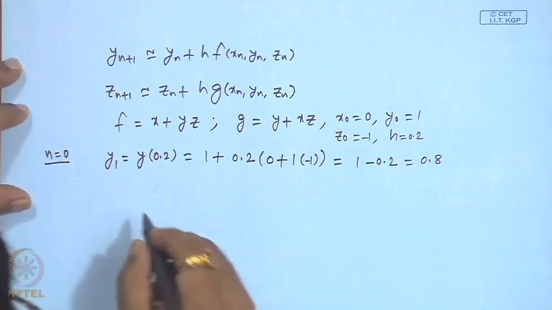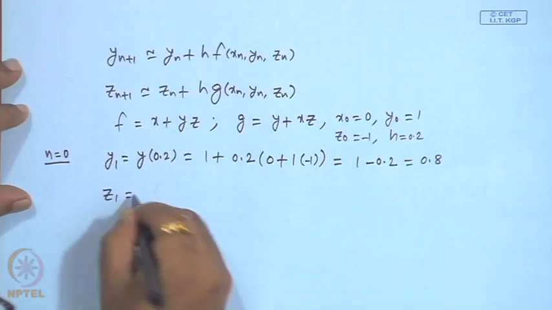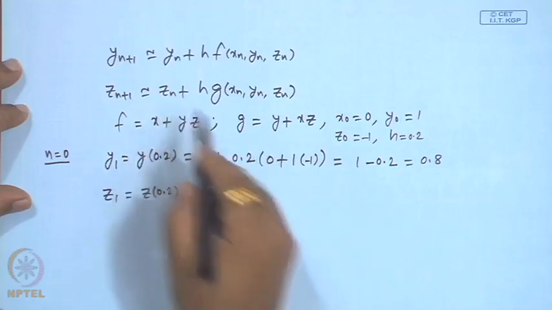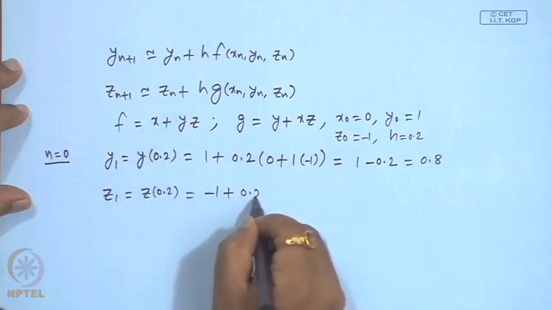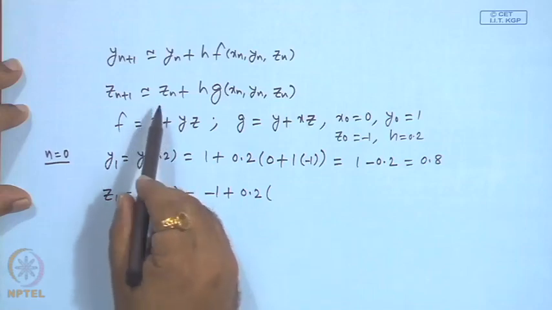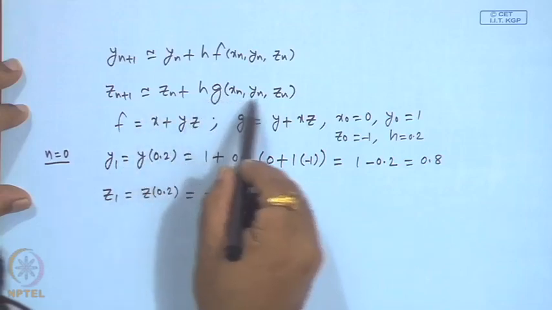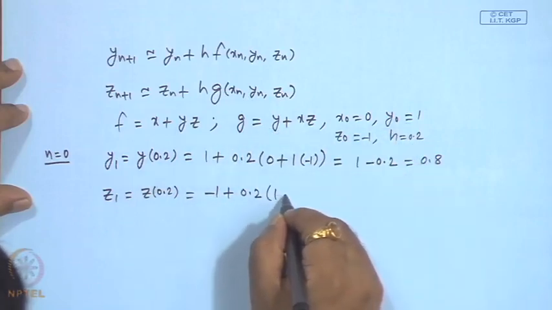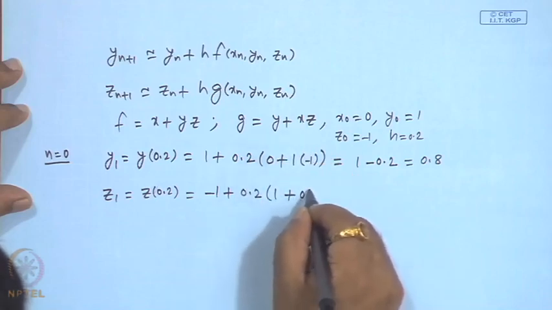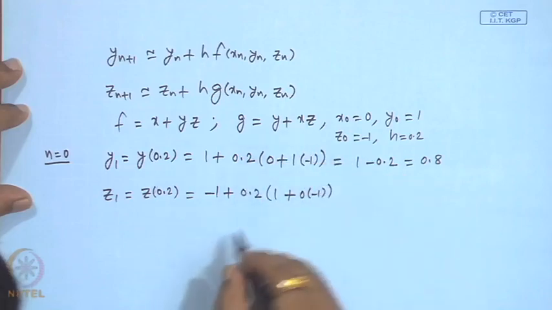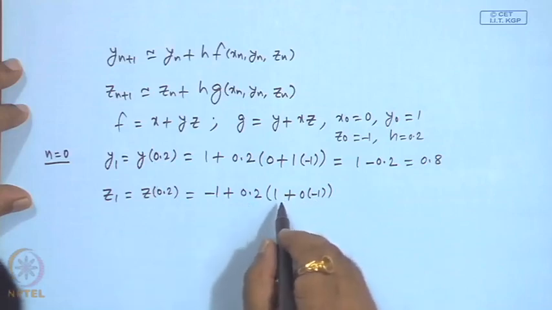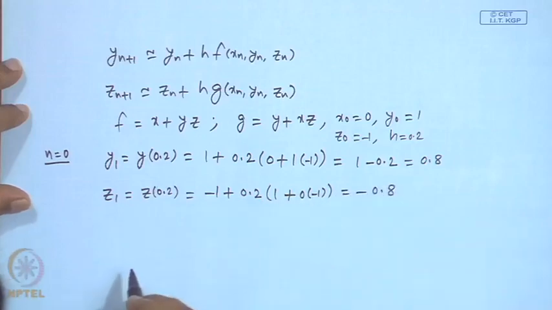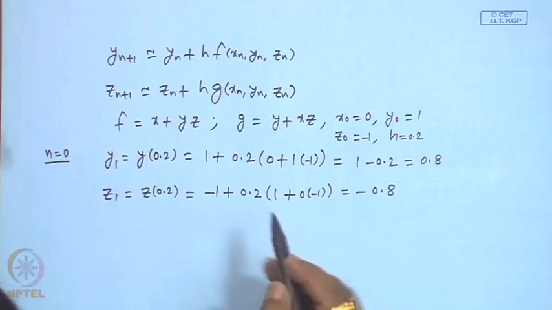Then z 1, which is z of 0.2, is z 0 plus h times g of x 0, y 0, z 0. So, g is y 0, so 1, x 0 is 0, z 0 is minus 1. So, this whole thing is 0.2, so this is minus 0.8. So, that means we got y 1 and z 1.